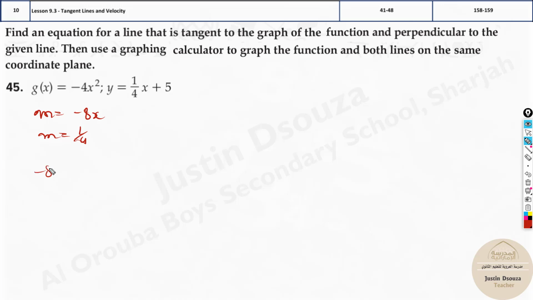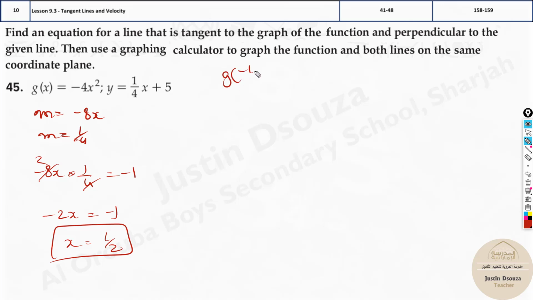Now let me multiply minus 8x times 1/4 is equal to negative 1. So here 2 times, it will be minus 2x is equal to negative 1. Divide by minus 2 both the sides. x is equal to half. Now you just have to substitute over here, g of positive half will be minus 4 times half the whole square. So it will be negative 4 times 1 by 4. Okay, now cancel this, you will have negative 1.